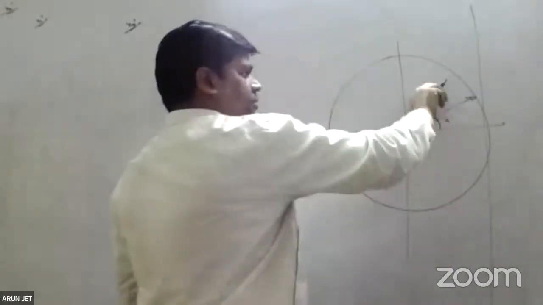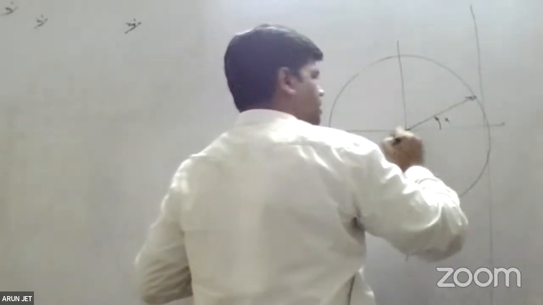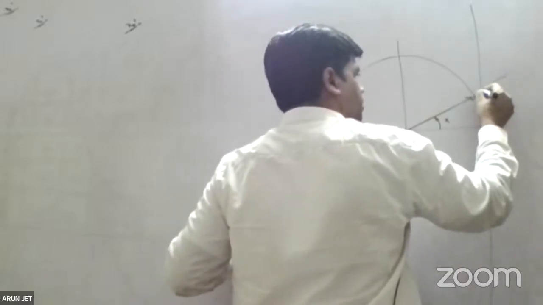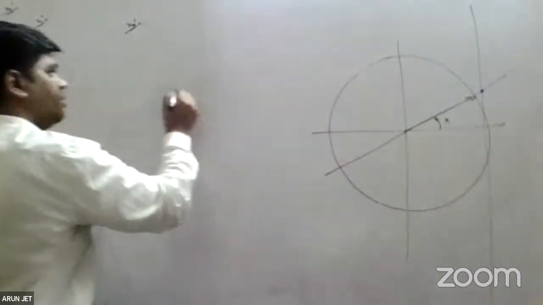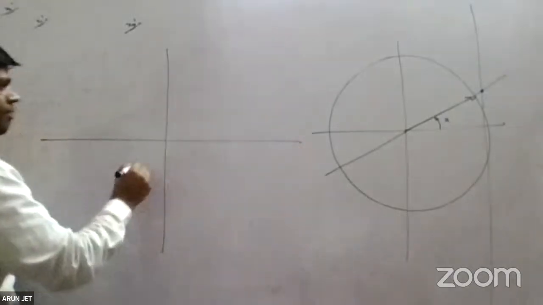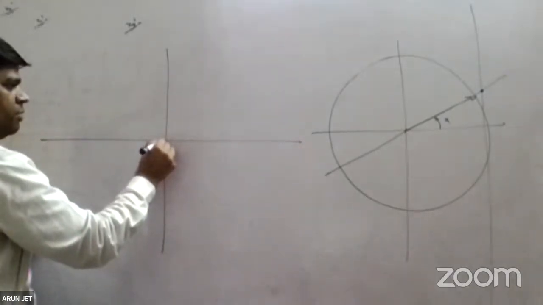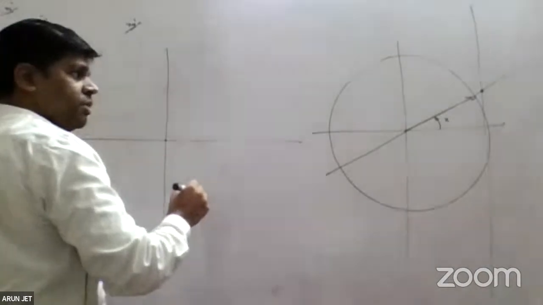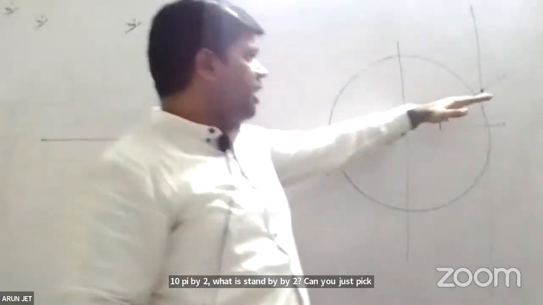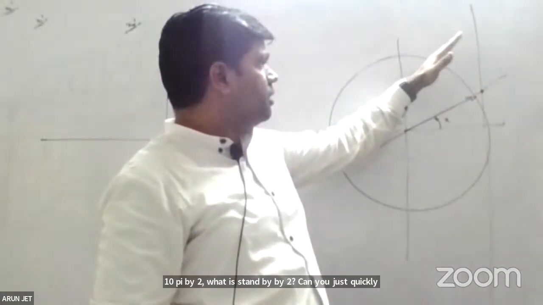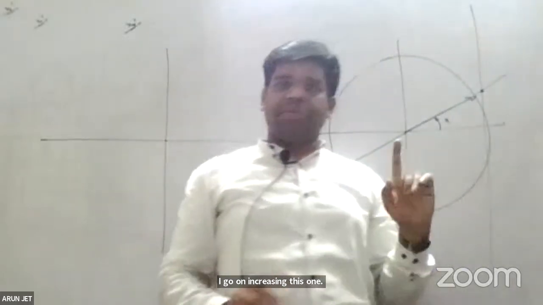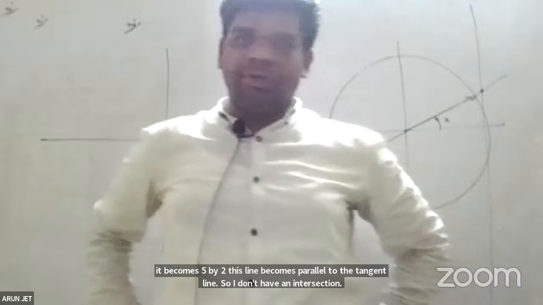Say this is x. Tan x is this point. So tan 0 is 0. Tan pi by 2. What is tan pi by 2? Can you just quickly tell me what is tan pi by 2? I go on increasing this one. When it becomes pi by 2, this line becomes parallel to the tangent line. So I don't have an intersection. So what is tan pi by 2?